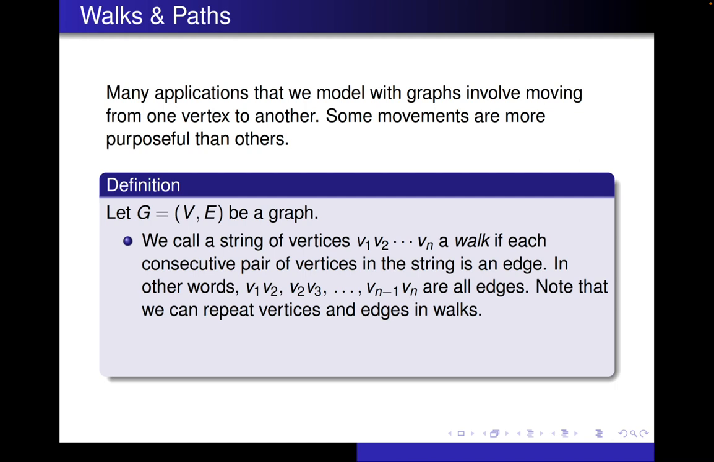Note that we can repeat vertices and we can repeat edges. So for instance, if v1 and v2 are adjacent, we can just go back and forth between v1 and v2 as much as we want. That's a perfectly good walk.